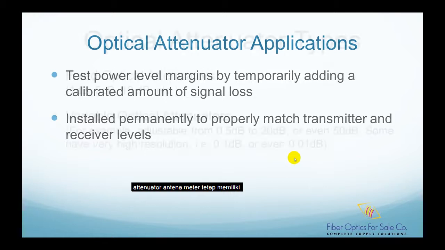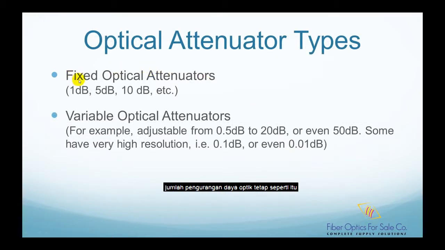Fixed attenuators have a fixed optical power reduction number, such as 1 dB, 5 dB, 10 dB, etc. Variable attenuators' attenuation level can be adjusted, such as from 0.5 dB to 20 dB or even 50 dB. Some variable attenuators have very fine resolution, such as 0.1 dB or even 0.01 dB.